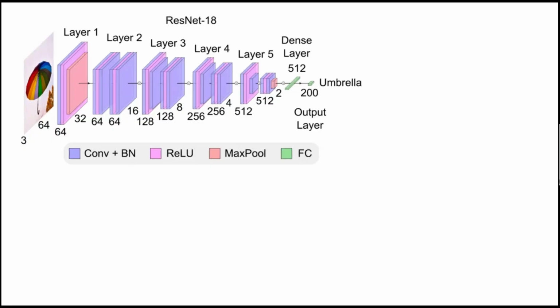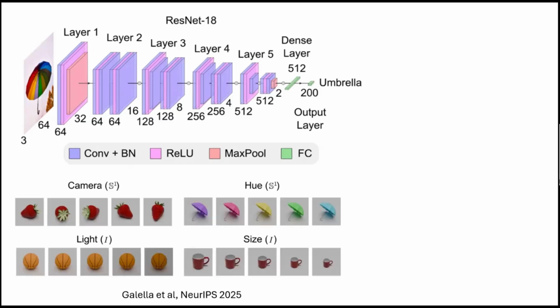And if you take a whole bunch of images from ImageNet, they don't. They're very complex, high dimensional things. So we use this custom-made data set by Santi Galeya, who's working on this project, where he parameterizes the images in a very simple way. So we have camera angle, which lies on a circle. There's hue, which is color, that also lies on a circle, a color wheel. And then there are other ones like light and size, which would lie on a line.